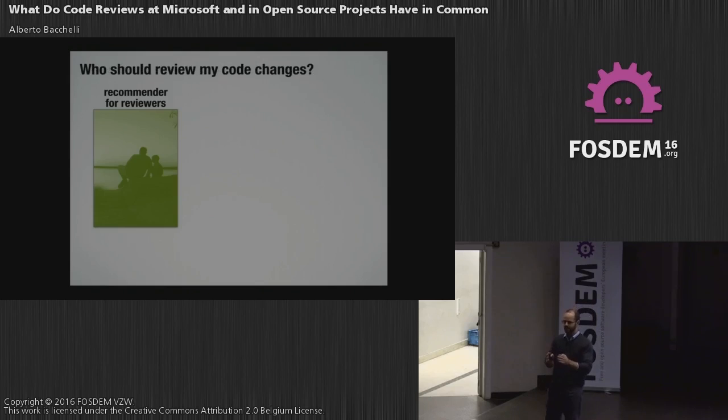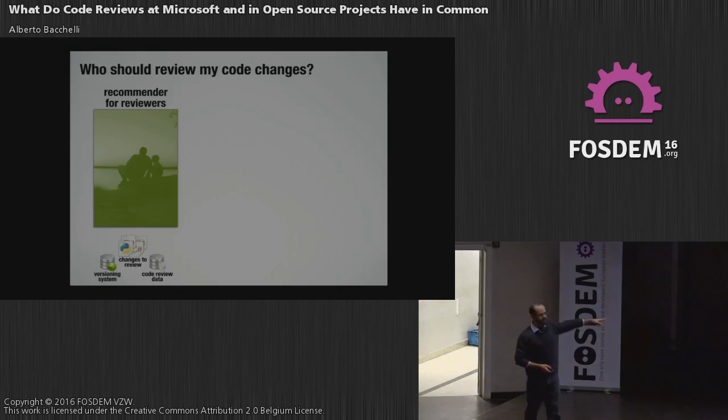We've just seen that it's very important that the people who review your code understand your code. So how do I know which people I should send my code to? Well, if you ask this to Microsoft developers, they tell you, I perfectly know who I should send my code to. And then you run some of these tools, and you suggest different people, and they say, that's a good one, I didn't think about it.